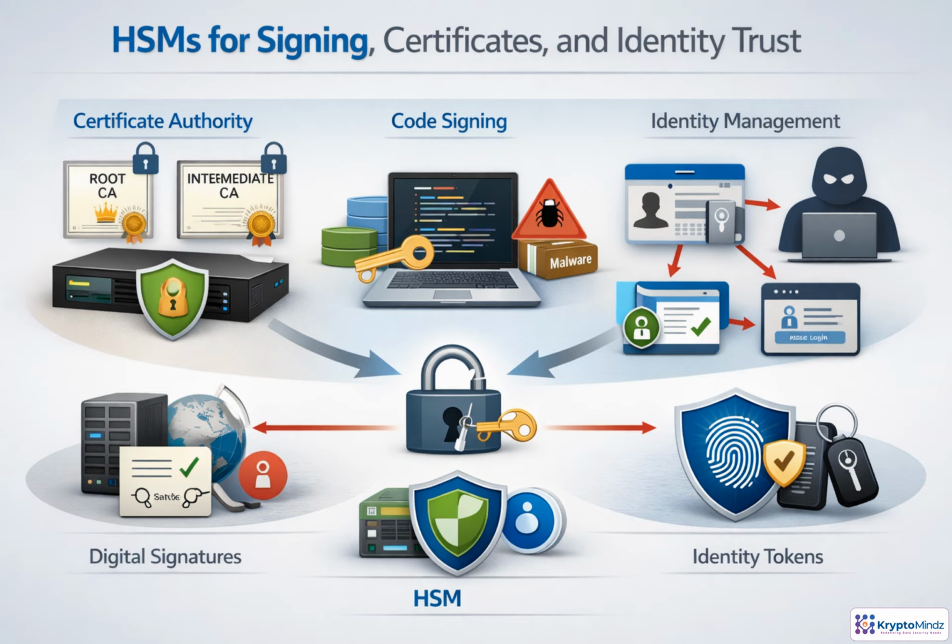Here, the key idea is that one protected private key can power many trust decisions. The private key never leaves the HSM. All signing happens inside. Certificates, code, documents, and identity tokens are produced from that secure core. Everyone else only sees the public key and the signatures. They can verify authenticity and integrity, but can't forge anything, because they never control the private key.